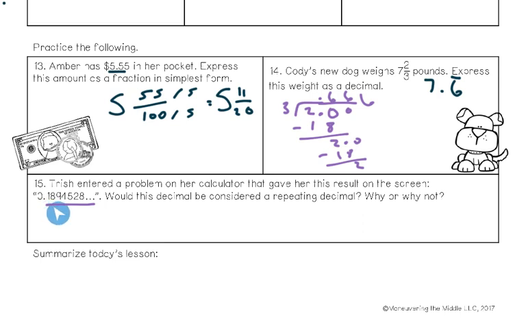I see a 1894528. There's nothing that's repeating in here. Repeating means something happens multiple times or over and over again. Like it could be 18181818 or 189189189. But in this decimal, there's no pattern. There's no repeating. So your answer for this could be no, there is no repeating block in the decimal.